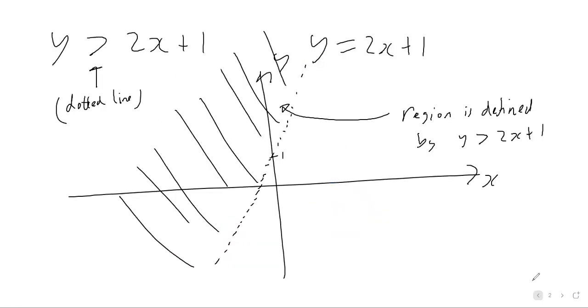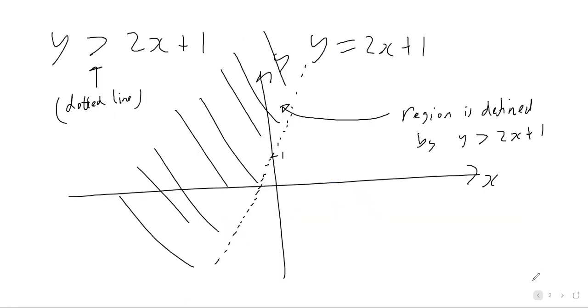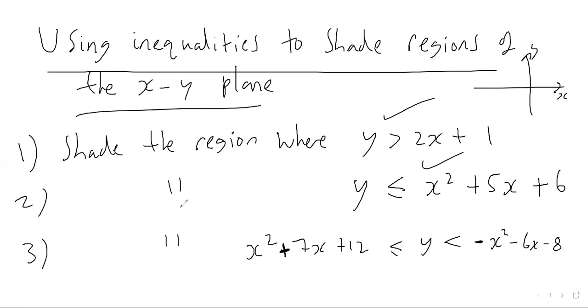So we've looked at 3 examples of sketching regions: this one there, this one we just did, and the first one with the straight line there. So you can use inequalities on the XY plane to sketch the necessary regions which are defined by such inequalities.